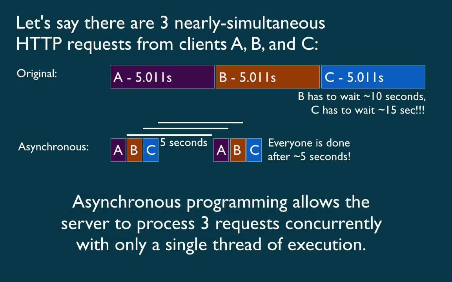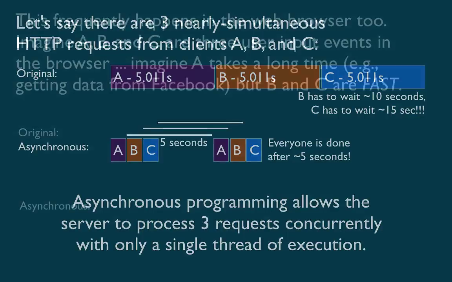Okay, so that's exactly the recap of this. Asynchronous programming allows the server to process 3 requests concurrently with only a single thread of execution. So it's concurrent, but it's not doing anything in parallel. There's only one thread of execution. And the trick there is that it's dispatching to some special asynchronous function in the database that will tell it when it's finished and then when it should run the finisher function.